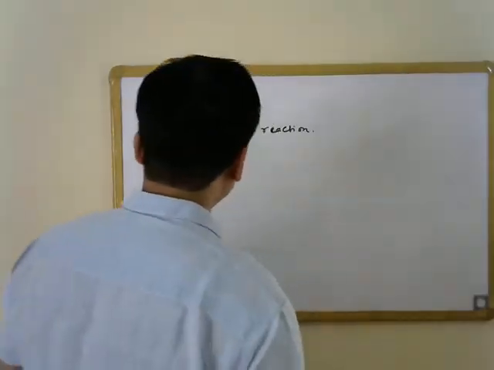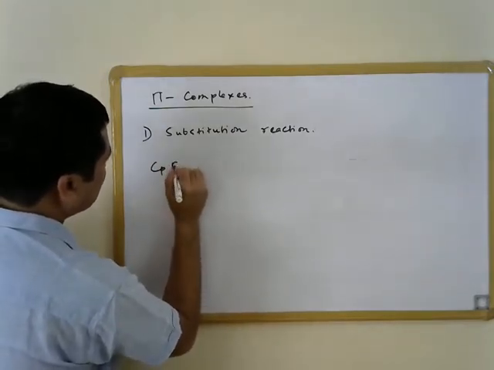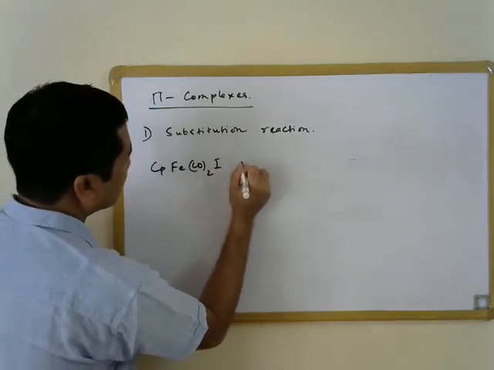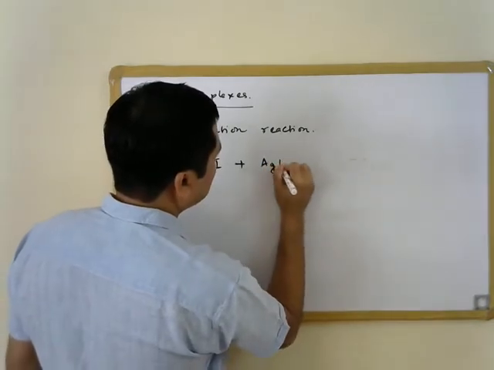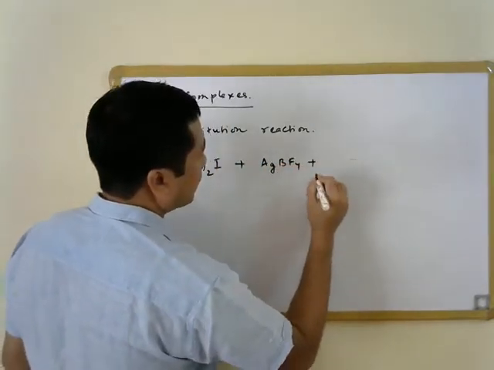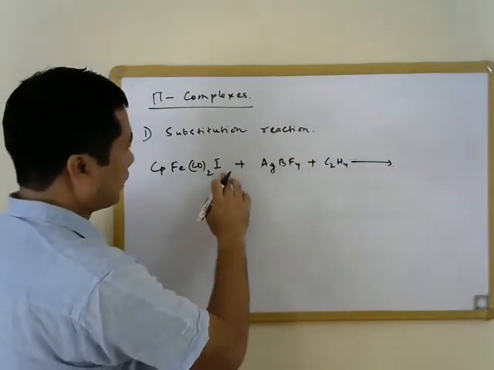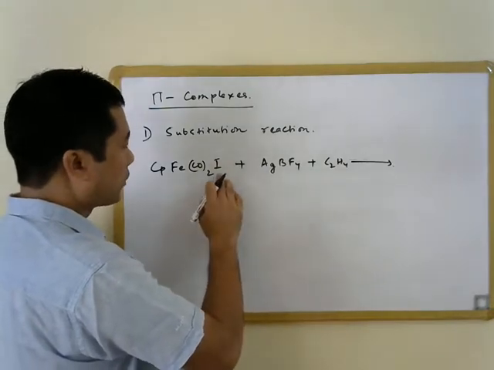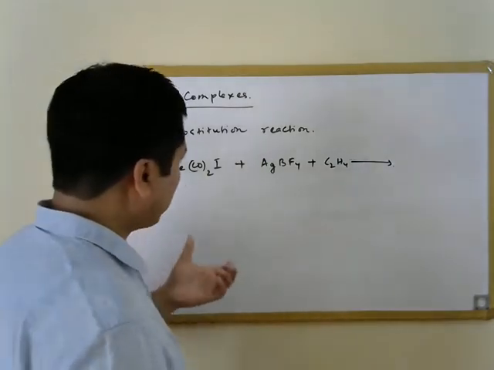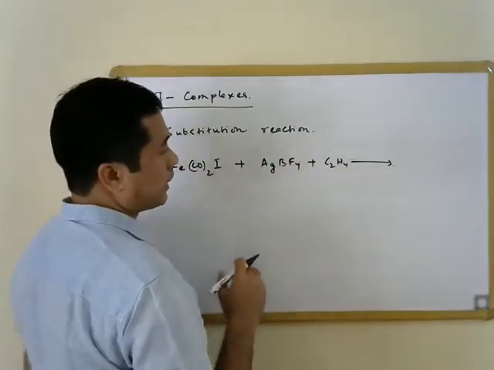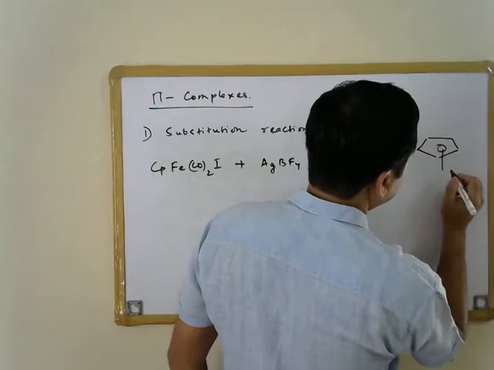So one can also use, instead of AlCl3, other reagents which can substitute the halide ligand. One such example is AgBF4, or silver tetrafluoroborate. If you take this iron carbonyl halide complex and treat it with AgBF4 in presence of ethylene, the silver reagent will react with the complex to form silver iodide, which will get precipitated out, and then ethylene will replace the iodide ligand over here.